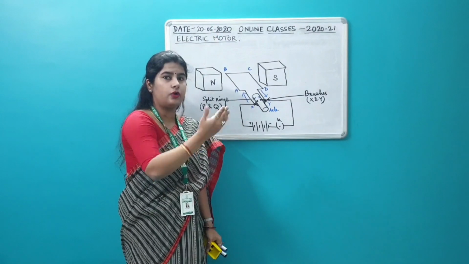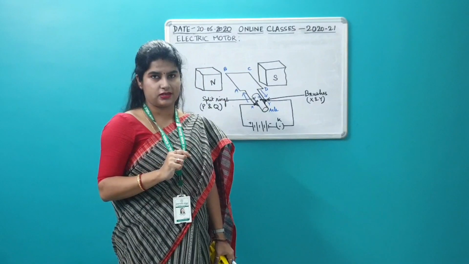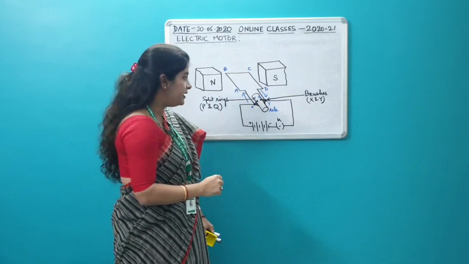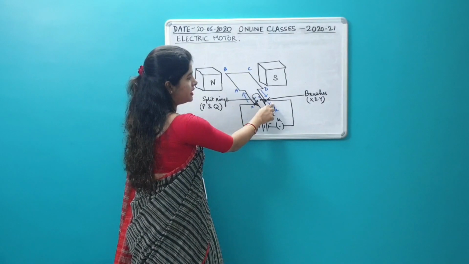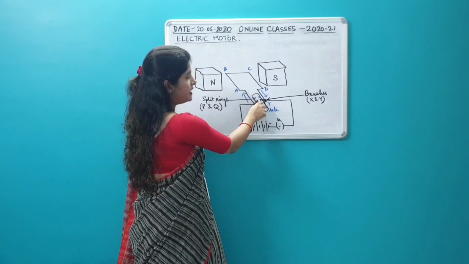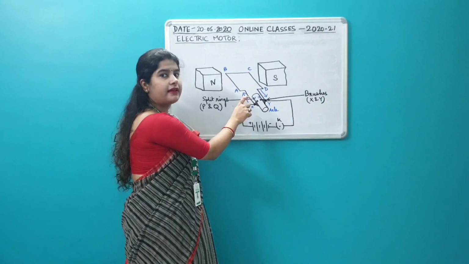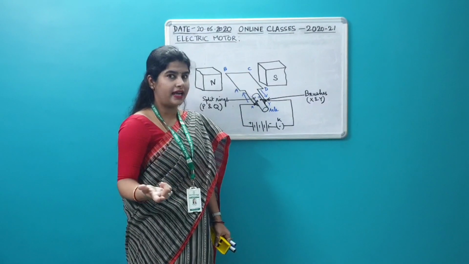So AB goes down, CD goes up. So in an anti-clockwise direction, it will rotate. When half rotation is completed, this split ring P is going to touch the brush Y, and the split ring Q is going to touch the brush X. And again, current will flow through the brushes X and Y because they are conducting brushes.